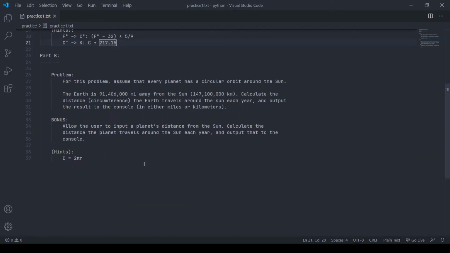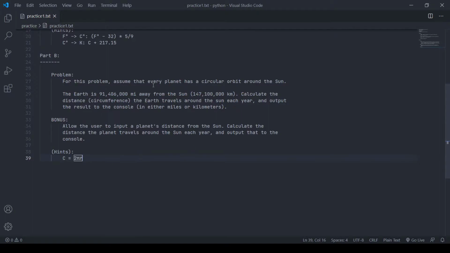For part B, let's assume that every planet has a circular orbit around the sun. The Earth is 91,406,000 miles away from the Sun, or 147,100,000 kilometers if you use kilometers. Calculate the distance, or the circumference, that the Earth travels around the Sun each year, and output that result to the console. And then depending on which unit you use, you can either do that in miles or kilometers. It doesn't really matter. Down here, I have the formula for calculating the circumference, and the circumference is just the perimeter around a circle.